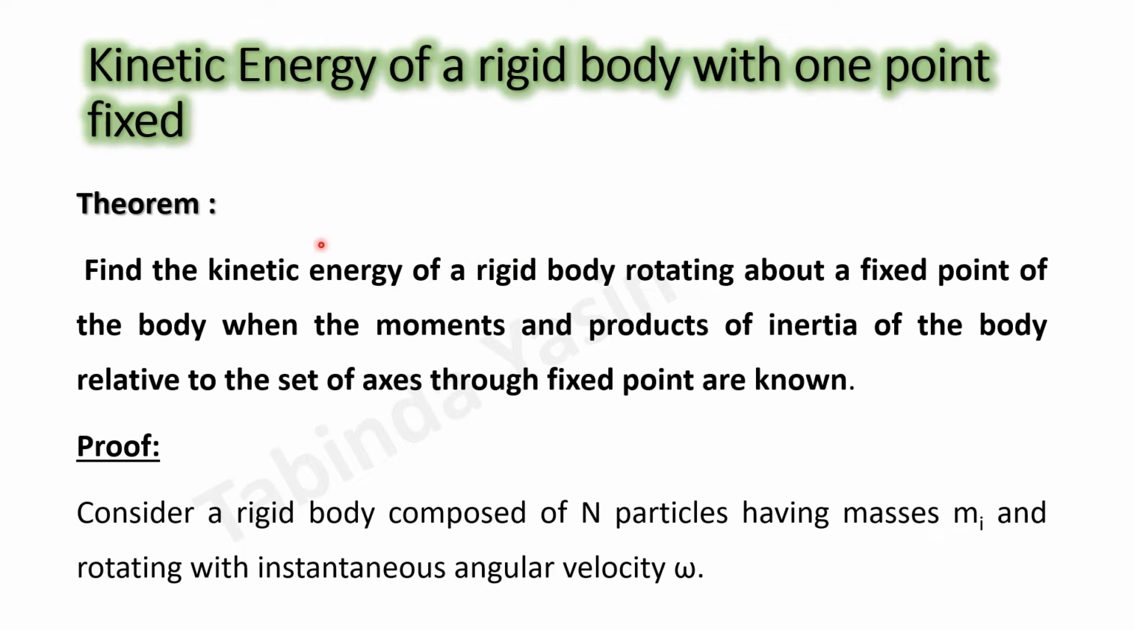We can consider a rotating body and a center of axis along which the body is rotating, and that center of axis is a fixed point. Now we're going to start the proof. We consider a rigid body composed of n particles having mass mi and rotating with the instantaneous angular velocity omega. You know that angular velocity is designated by the omega sign.